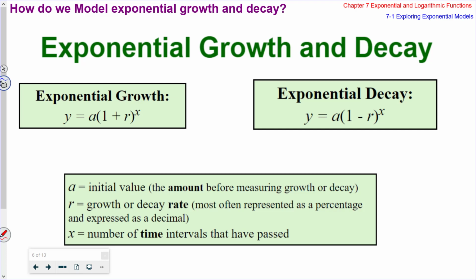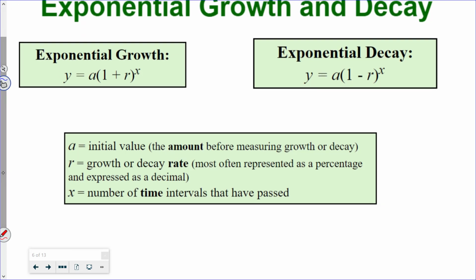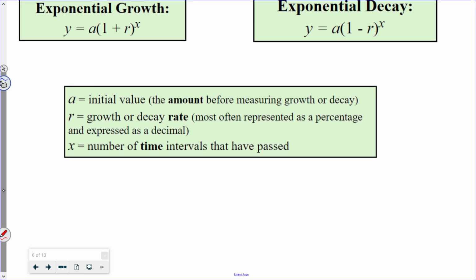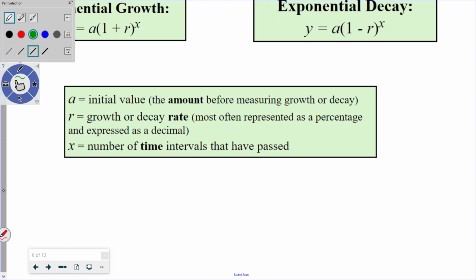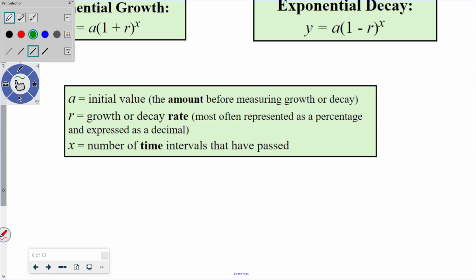R is the rate. Please make a star here. Your rate has to be converted to a decimal. Most of the time, it's going to be written as a percentage. You have to rewrite it as a decimal before you put it in the formula. I just want to make sure everyone knows how to write a percentage into a decimal.